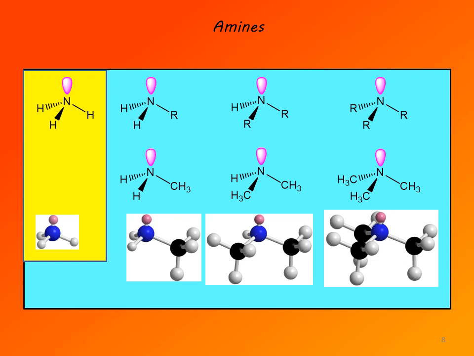Now in ammonia, bond angles are approximately 107.3 degrees. That would be the hydrogen-nitrogen-hydrogen bond angles. In the case of amines, bond angles vary a little bit, as in the case of alcohols and ethers, and the actual bond angles depend on the nature and size of the substituent R.